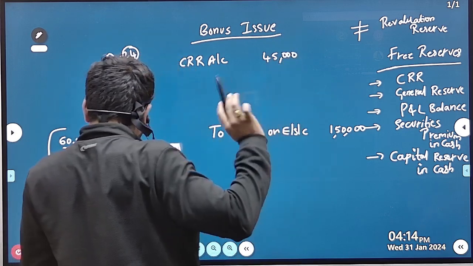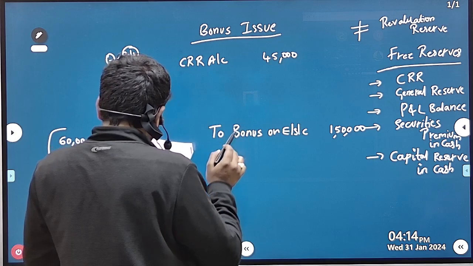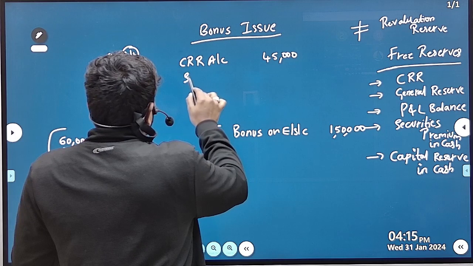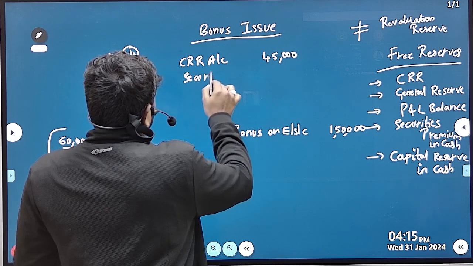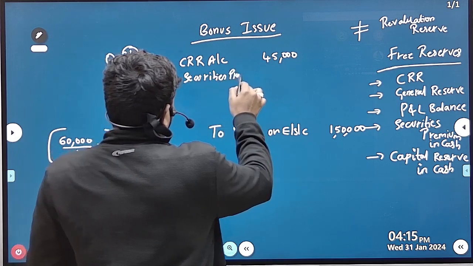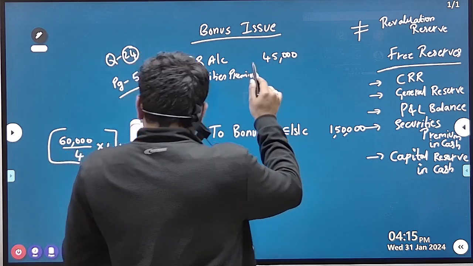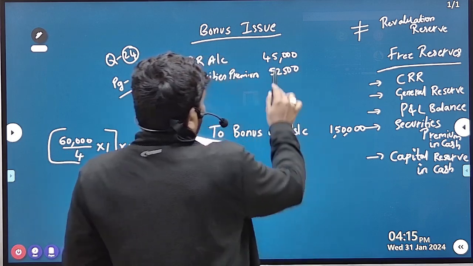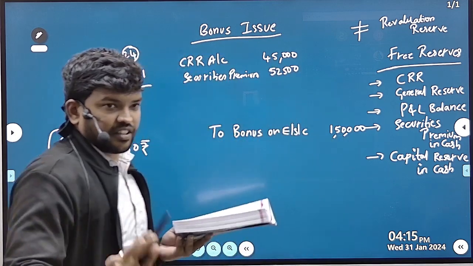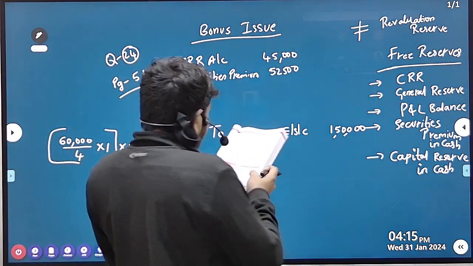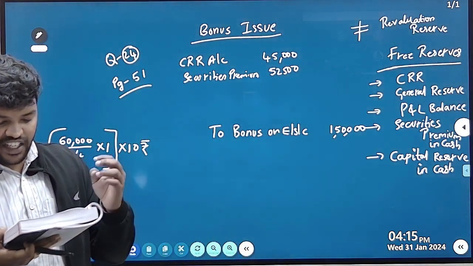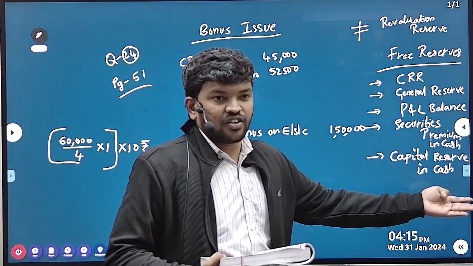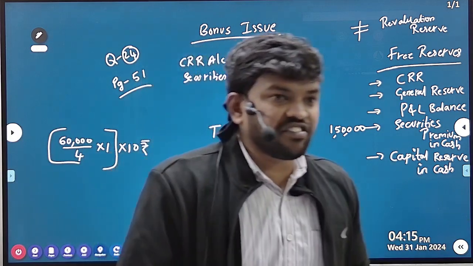Next, plant revaluation reserve should not be used. How much is the securities premium? Securities premium, 50,000. Look, 90,000 has not reached 1,50,000. Yes or no? Now I am not going to general reserve or P&L directly because I have capital reserve realized in cash. Minimum reduction in free reserves.